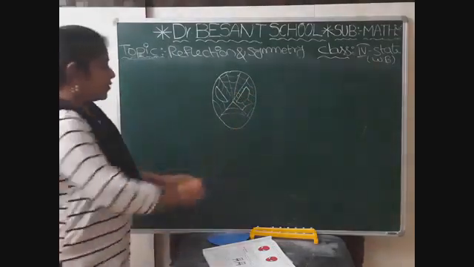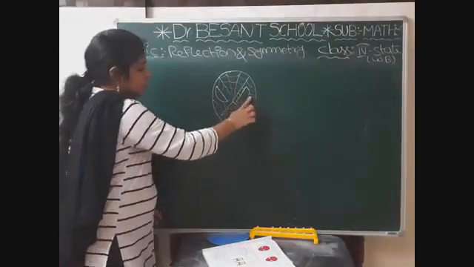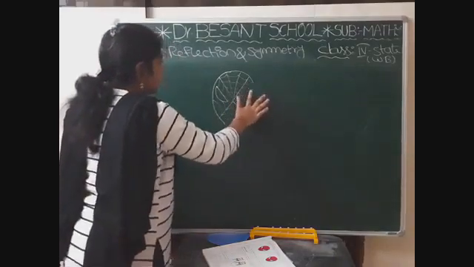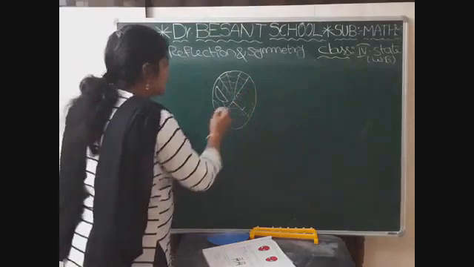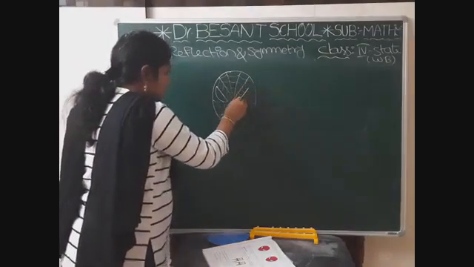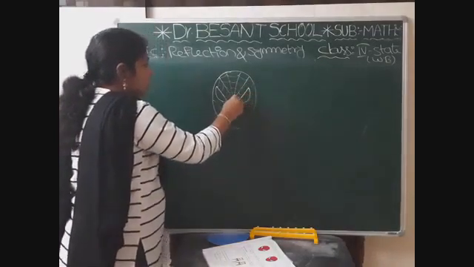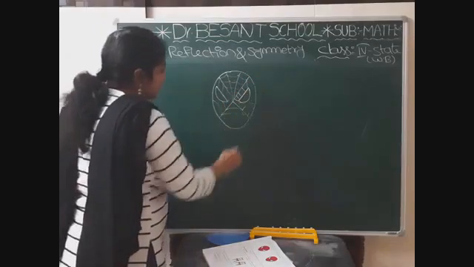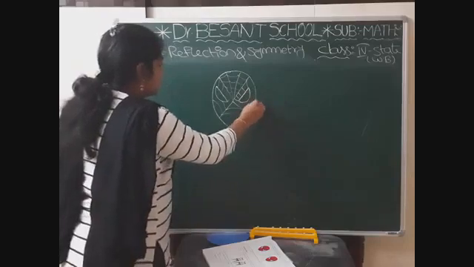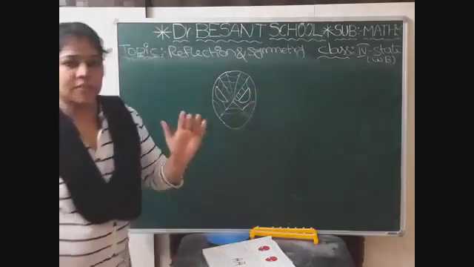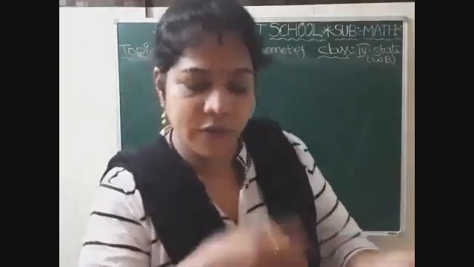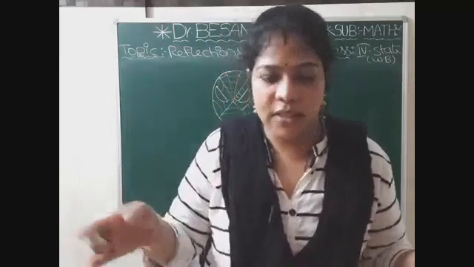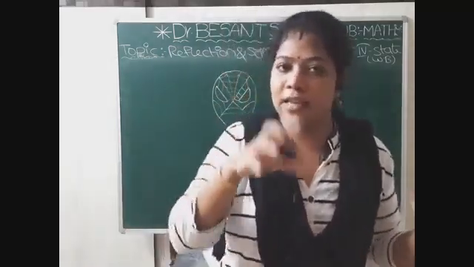Like this mask is given for you. Now see children, observe. Before drawing the lines of symmetry, just imagine first. No need to draw the lines first. Just imagine if you draw the line of symmetry, are both parts equal or not? If after drawing that line both the parts are reflections or mirror images of each other, then that has that line of symmetry.